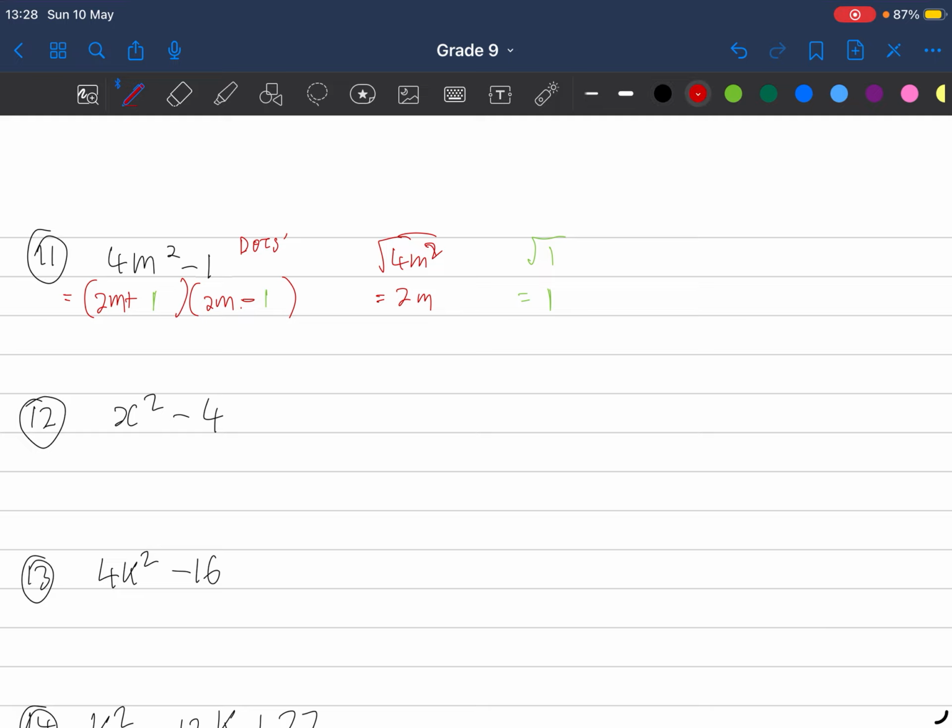Let's see the next one. Two terms, both perfect squares, minus in the middle, dots. Equals brackets, plus, minus, square root. The first term, the square root of x squared is x, so put an x, put an x. Square root of the second term, the square root of 4 is 2, so put a 2, put a 2. Done.